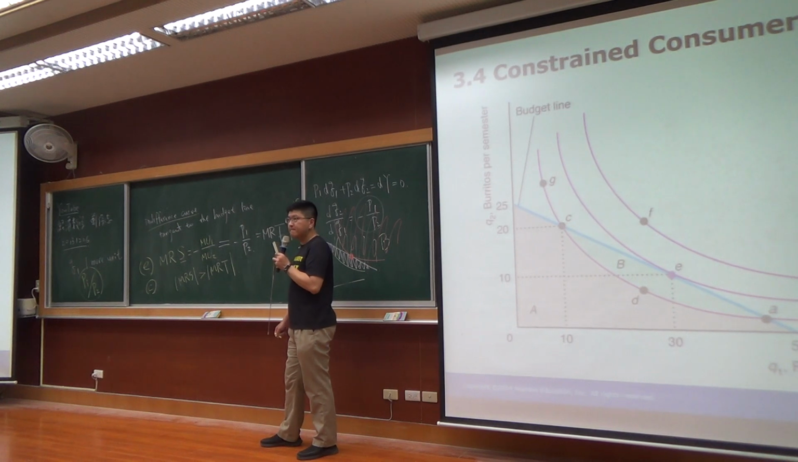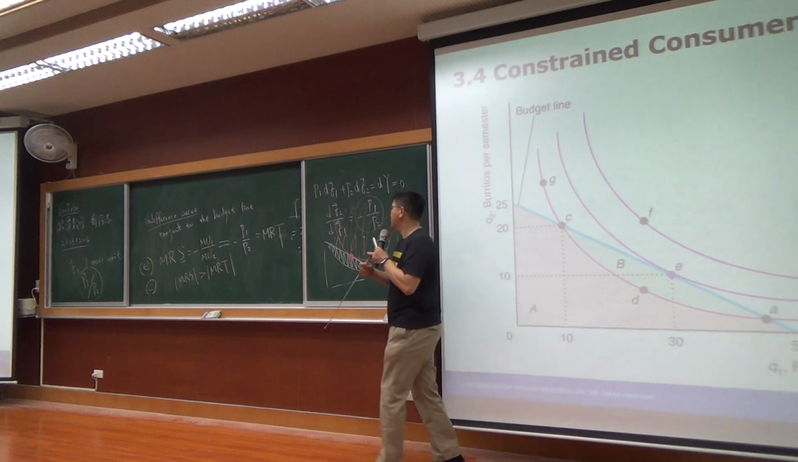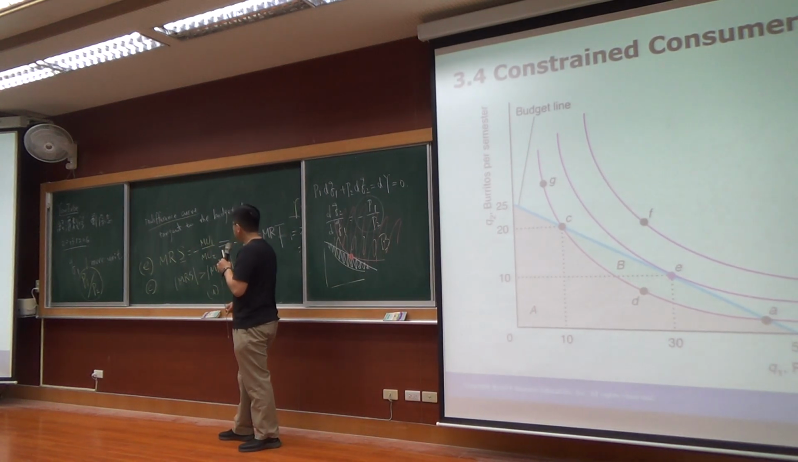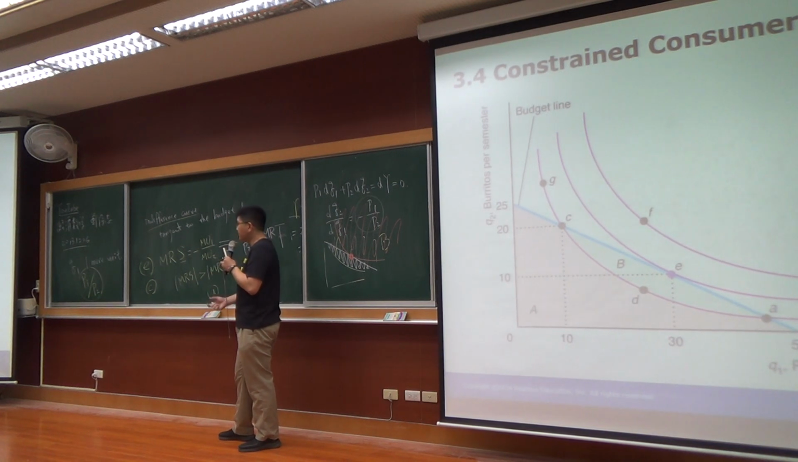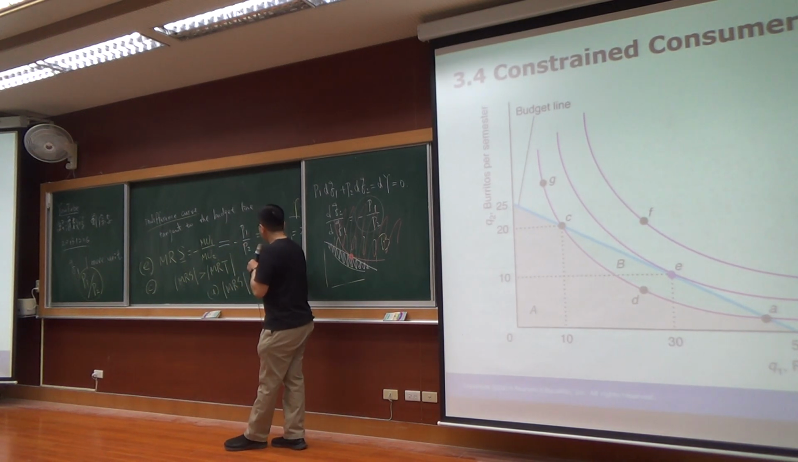Okay? And for point A, on the contrary, it's the perfect opposite case. It will be MRS less than MRT, the absolute value.